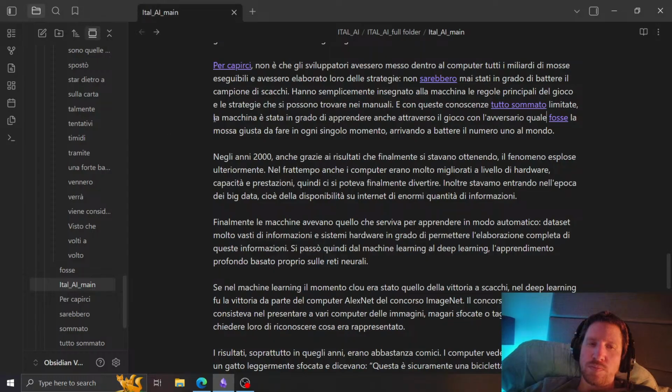Certo. Quindi in inglese sarebbe: The machine was able to learn even through the game with the opponent what the right move to make was at every single moment. In questo modo esprimi esattamente quel concetto.